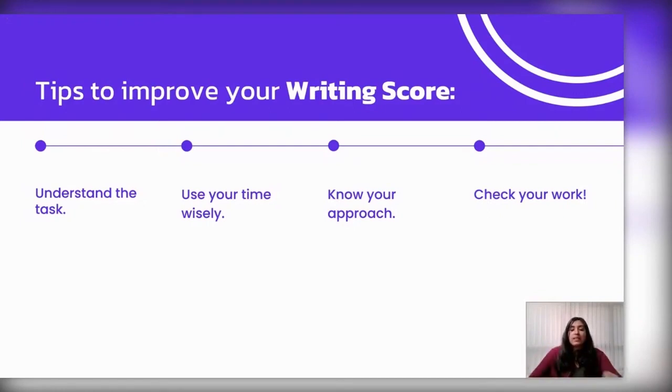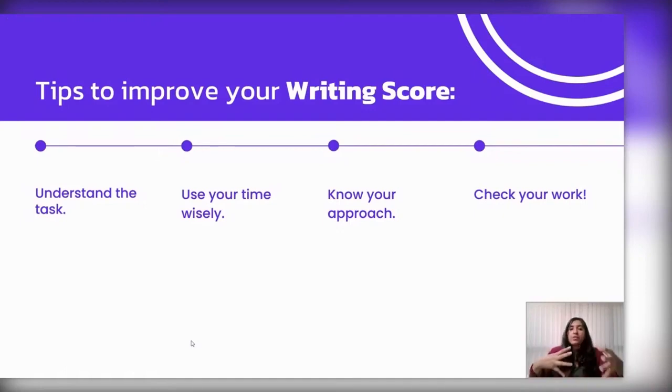And last but not least, check your work. Make sure that you're always checking your work, not only for task one, but for task two as well, the whole writing section. Make sure that you have all your points there. Make sure your spelling is correct. Make sure that you haven't missed any kind of articles.